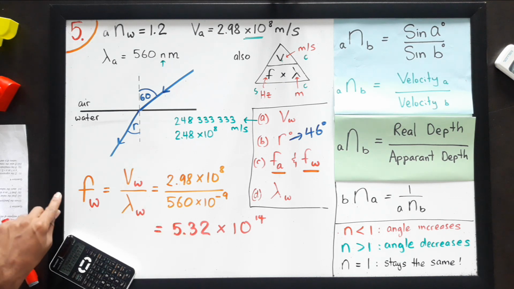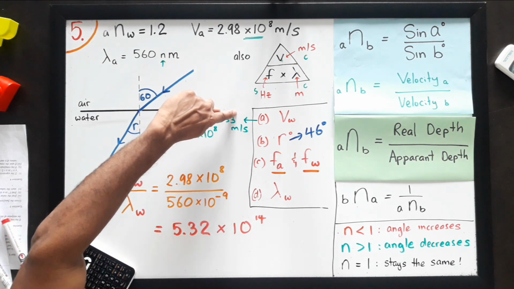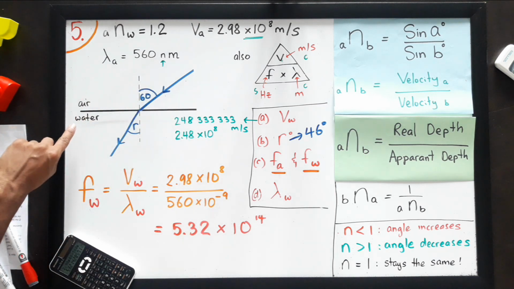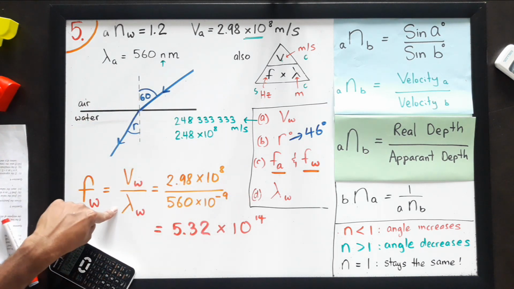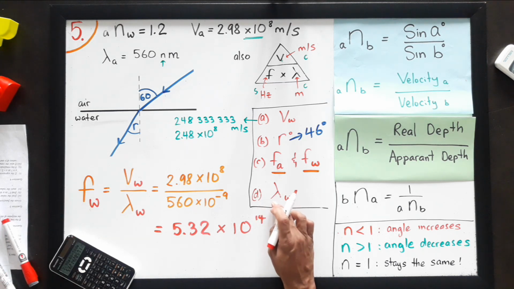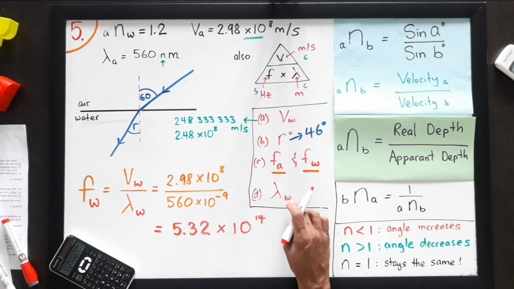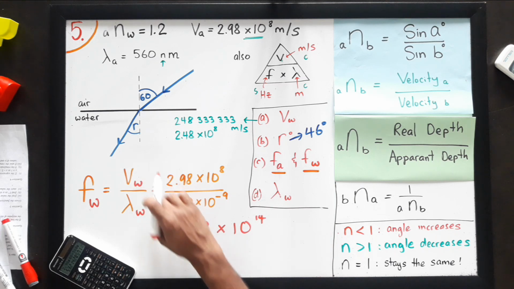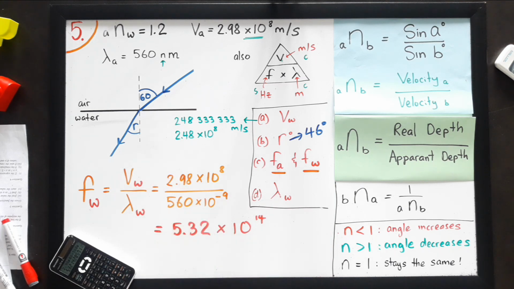Right? I think we have the velocity in water, but no, well, we don't have the wavelength in water right now. That is what part D is asking us for. But if we were to find the wavelength in water and divide both of them, we will get the same answer, or roughly the same answer, because we're rounding off a little bit. Alright.